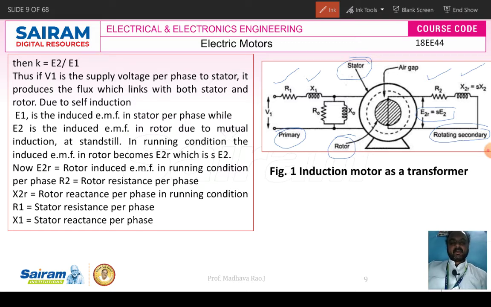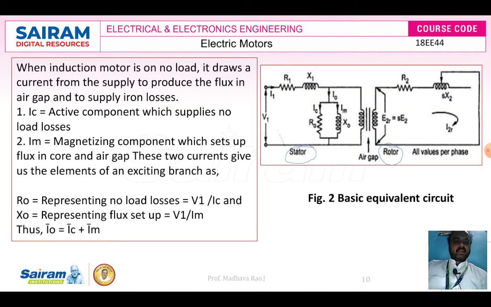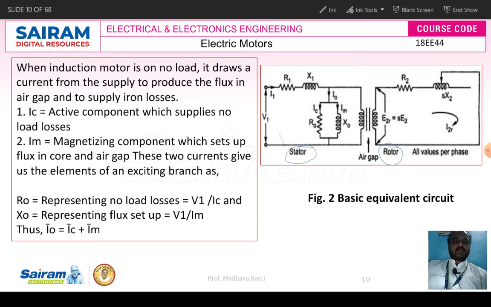Okay, now we will move to the equivalent circuit. When the induction motor is on no load, it draws a current from the supply to produce the flux in the air gap and to supply iron losses. So at no load, the stator winding draws current from the supply, and it also produces the magnetic flux in the air gap. Due to the magnetic flux, iron losses will be developed.